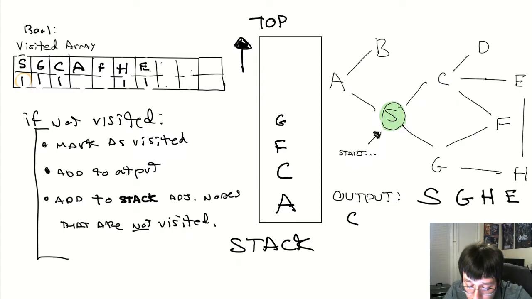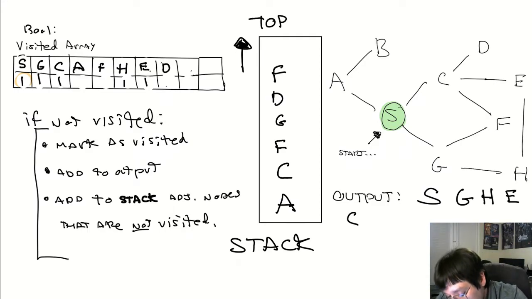Now we have to add all neighbors of C that are not visited. So in this case, S is visited. D, E, and F. E is visited already, so we don't need to add that. So I think we just need to add D and F. And D is not present here right now, so we will add it in as well. Okay? So we're good there.